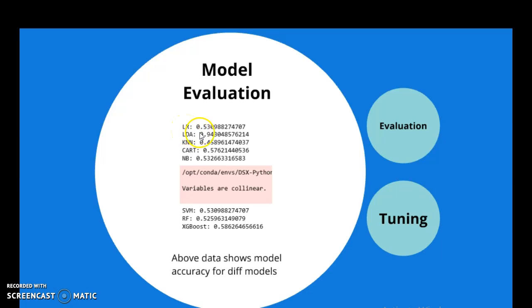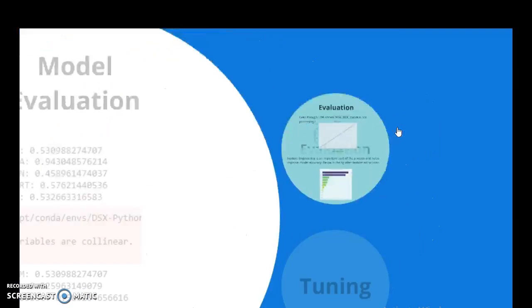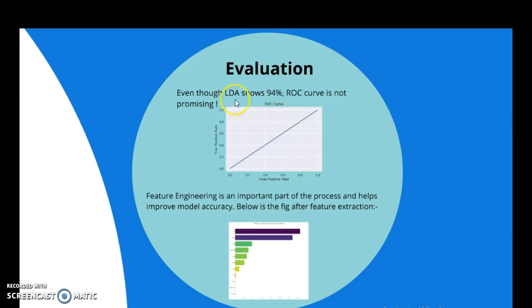Logistic regression is 53, KNN is 45, 57, naive Bayes 53, SVM 53, random forest, and XGBoost 58. One thing to note is that LDA shows 94 out of this entire set, and that looks fishy. So I calculated and evaluated the model. When evaluated, it showed the confusion matrix and the classification report also came out well for the LDA model, but however the ROC curve was not promising.